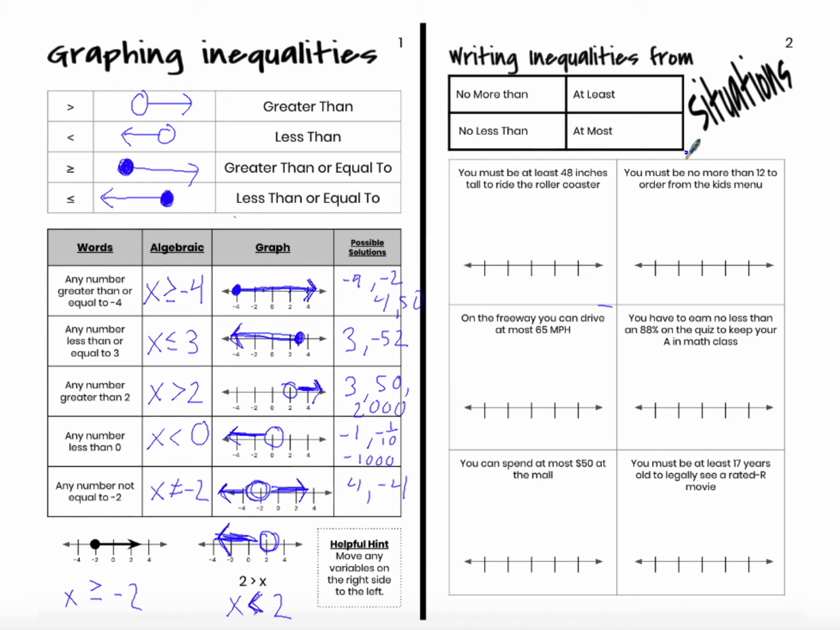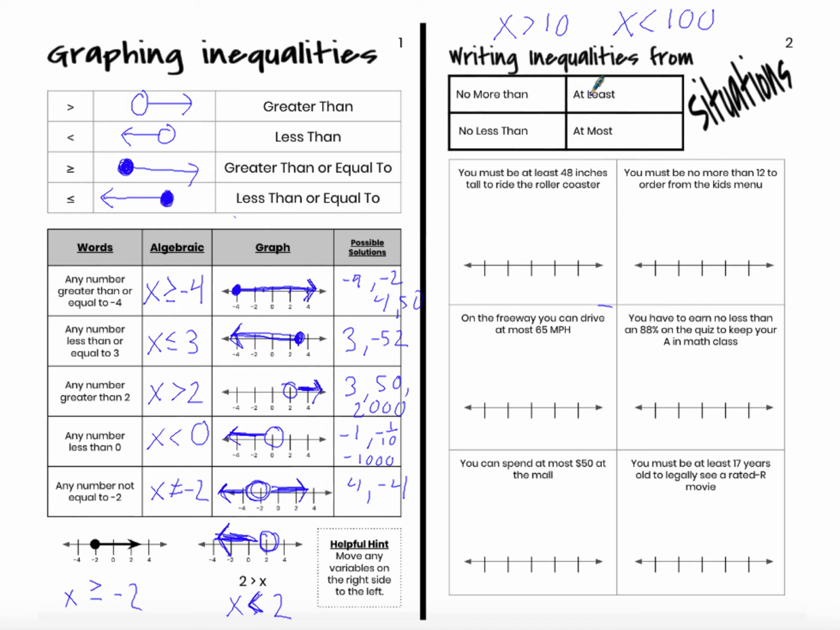On the right side of our notes, we're looking at some different real-world words that we use that are a little bit confusing. Sometimes when I give you a situation, it's very straightforward. You have to be older than 10 to go to this part of the playground. Any number bigger than 10, you have to be older. You have to weigh less than 100 pounds to go on this ride, less than. Those are easy situations.